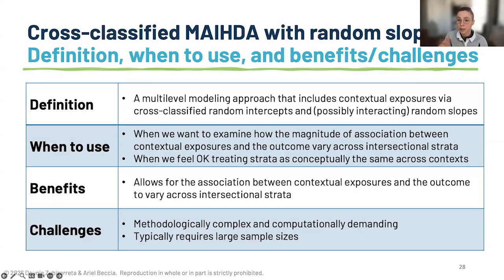And so when would we want to use this method? In a couple of circumstances, when we're interested in examining how the magnitude of association between our contextual exposures and the outcome vary across those intersectional strata defined by intersecting social identities. And importantly, when we feel comfortable treating intersectional strata as conceptually the same across contexts.